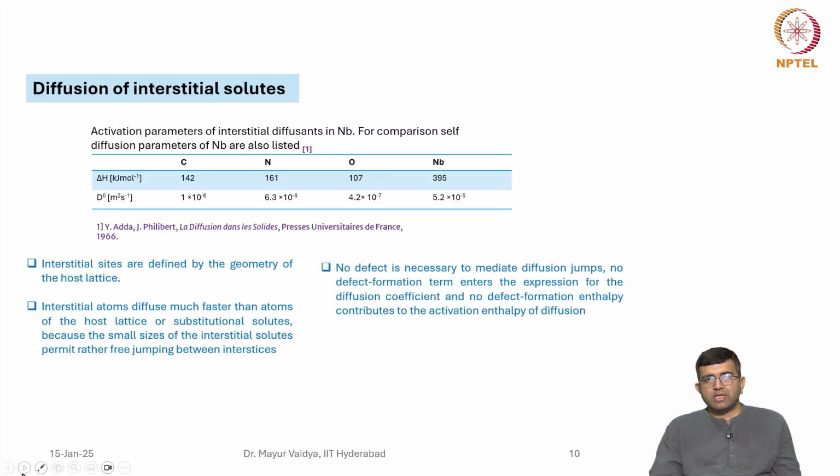So, here is an example of interstitial diffusants in niobium: carbon, nitrogen and oxygen. So, you can see the wide difference in the activation energy. Oxygen, carbon, nitrogen, nitrogen is 161, which is the highest, but for niobium self-diffusivity the activation energy is 395, which is nearly more than double. So, D naught also lies in this range. So, therefore, interstitial solutes we know are very fast diffusers.